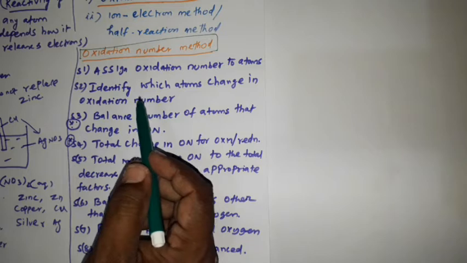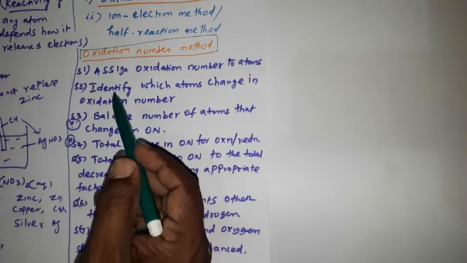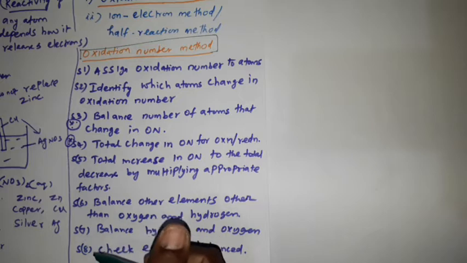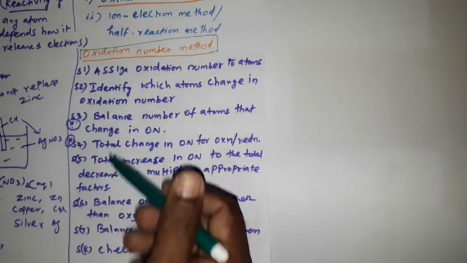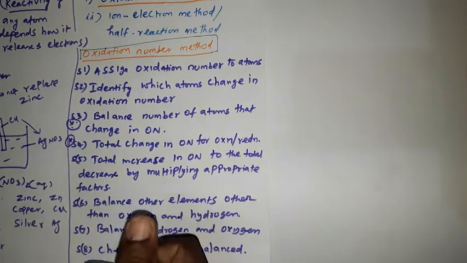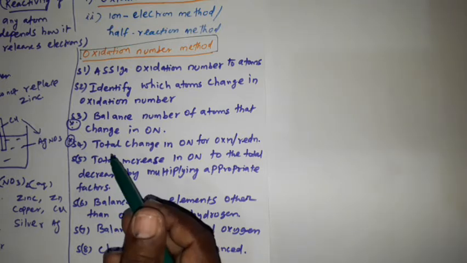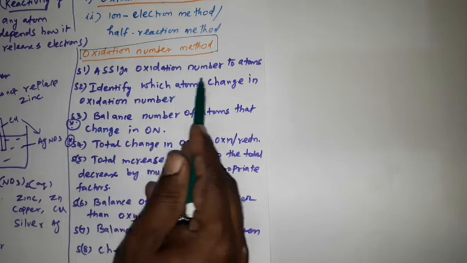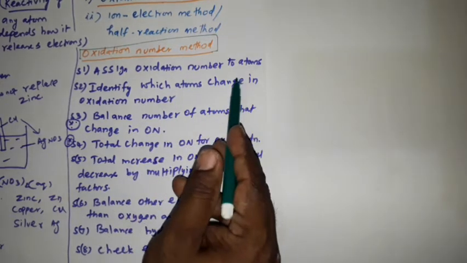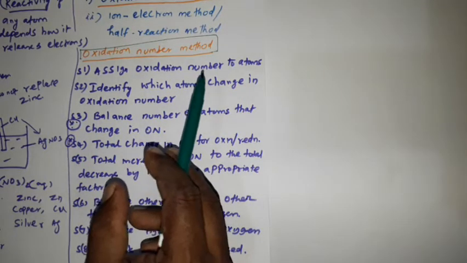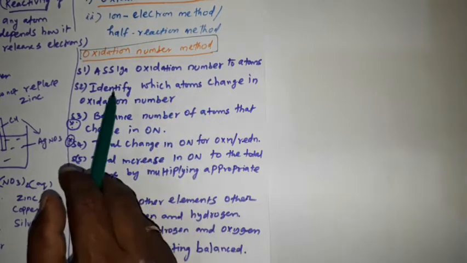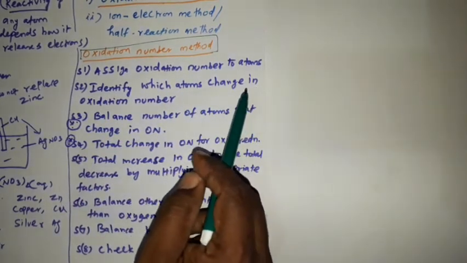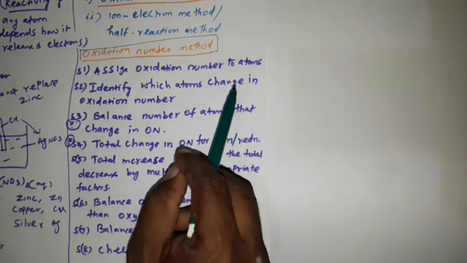In the oxidation number method, there are 7 or 8 steps. You have to follow these 8 steps to balance the chemical reactions. First step, assign oxidation number to the atoms. One equation will be given. In the equation, you have to assign oxidation number to all the atoms. You know how to assign oxidation numbers.